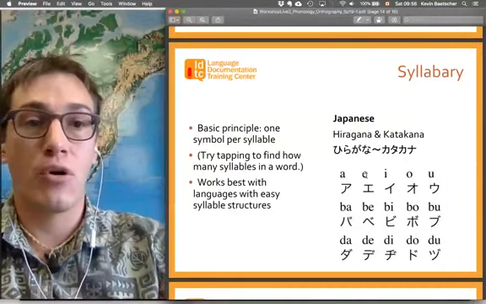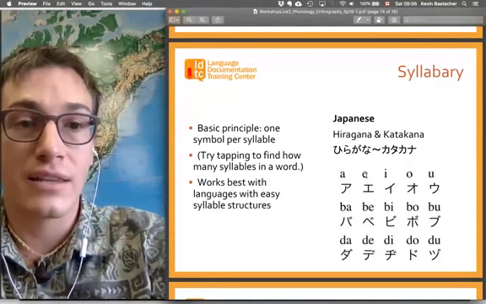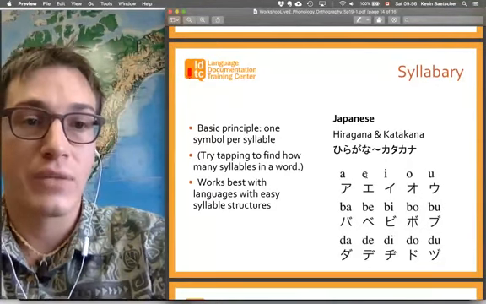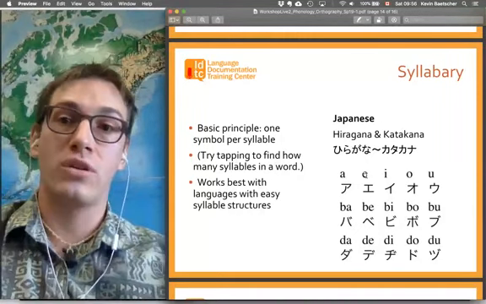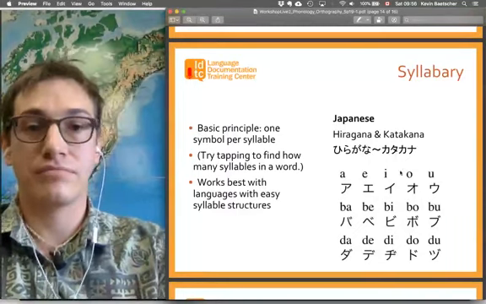So you see they both end in na, but the last character for hiragana is different from the last character in katakana, right? Because those are 2 different systems that they just like to use.